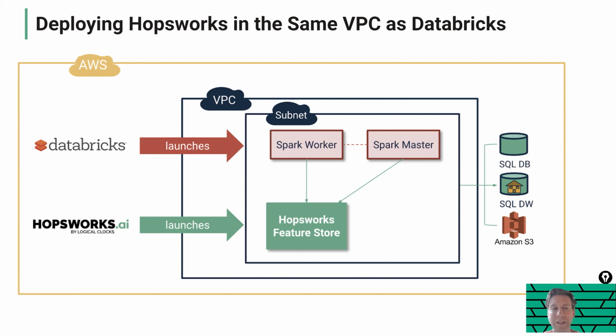The easiest way to get started is to deploy your Hopsworks cluster in the same VPC and the same subnet as your existing Databricks cluster. So we'll see when we start Hopsworks AI that you can select the Databricks VPC if you're in the same region, and then you'll want to select the same subnetwork as your Spark cluster is started on.